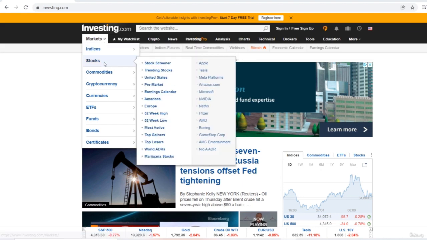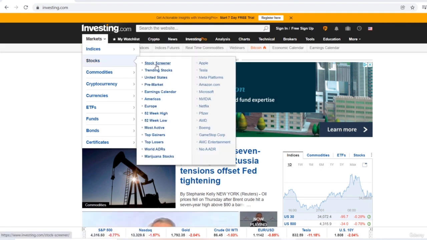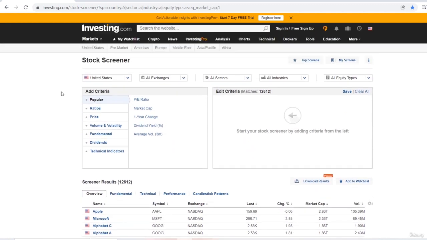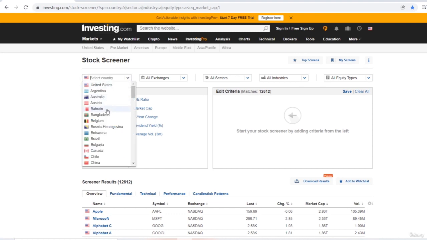So I'm going to go under markets. I'm going to go under stocks, and we're going to go right here to stock screener, is where you can find it. So I'm going to click on stock screener here, and then I'll bring up this stock screener. And as you can see, for me, it defaults to the United States. Depending where you live, it might default to where you live. But I can easily just click this down arrow and choose any of these different countries here.